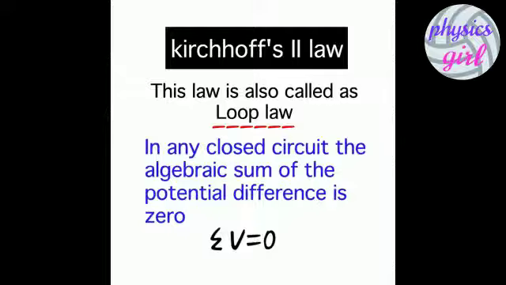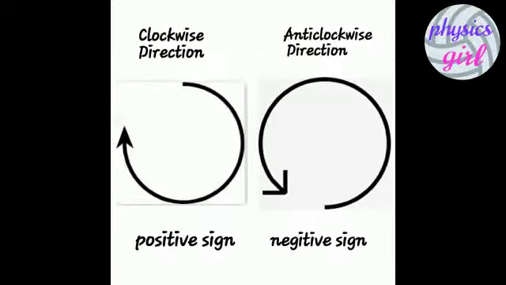Kirchhoff's second law. This law is also called the loop law. In any closed circuit, the algebraic sum of the potential differences is equal to 0, is called Kirchhoff's second law. In a simple way, you can also learn like this: when the current is in clockwise direction, it is considered positive. When the current is in anti-clockwise direction, it is considered negative.